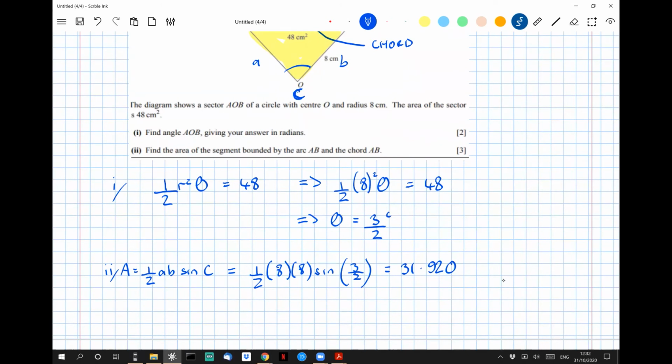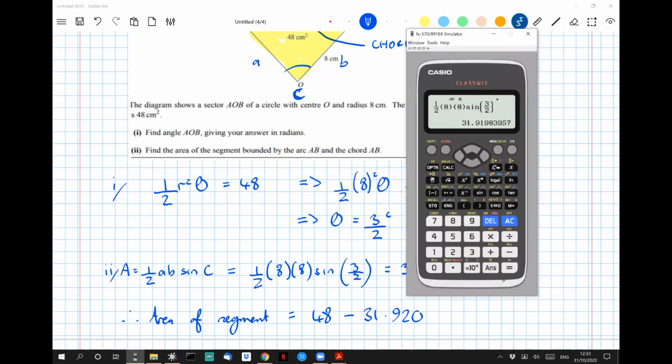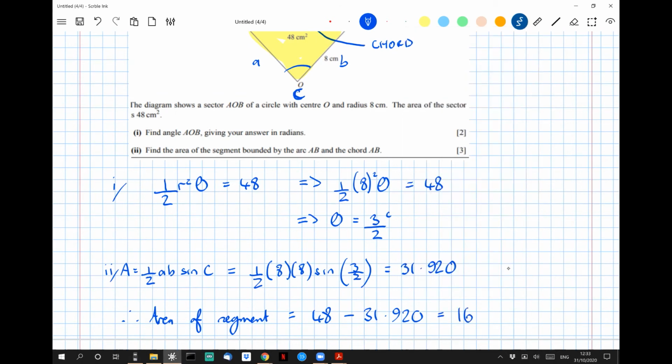So now the area of the segment is our total sector area, 48, take away what we just found. 48, take away that, which is 16.08. And it was centimeters, so centimeter squared is our unit. So nice and straightforward.